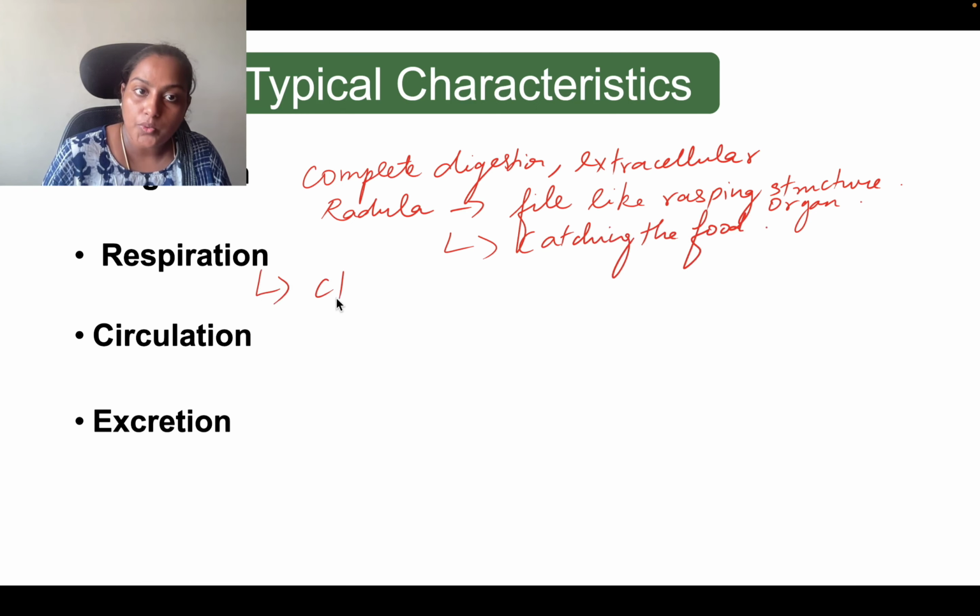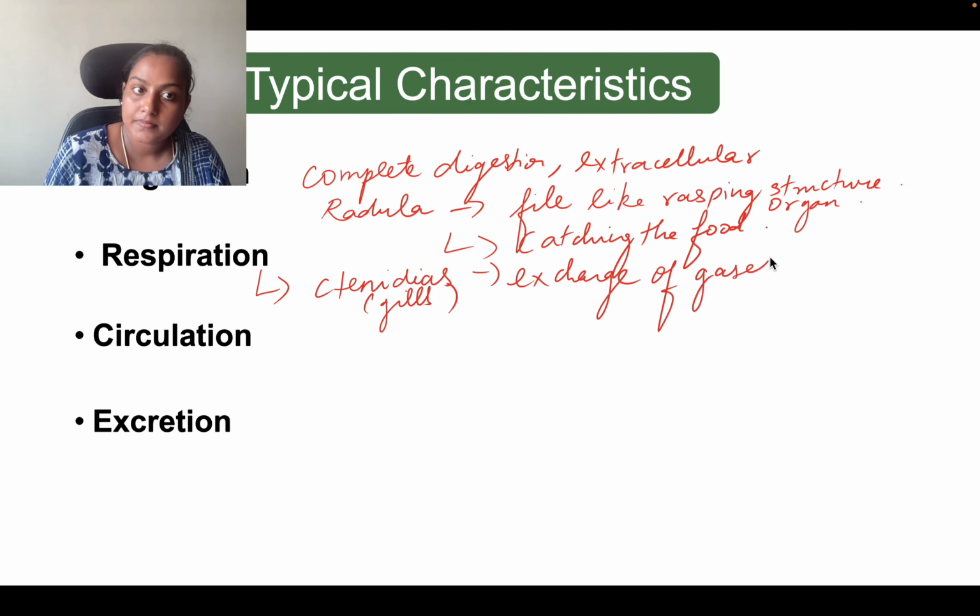Respiration, as I told you, Ctenidia will help in respiration, which are gill-like structures that help in exchange of gases. Circulation, of course, most of them will have an open circulatory system.